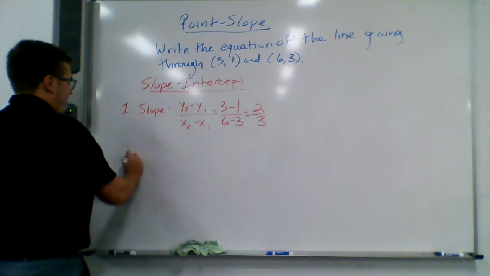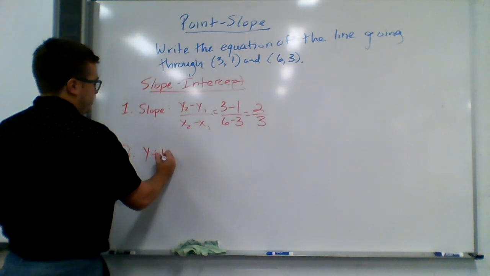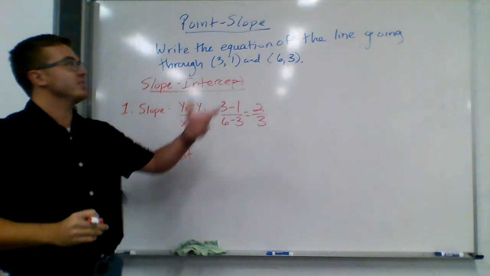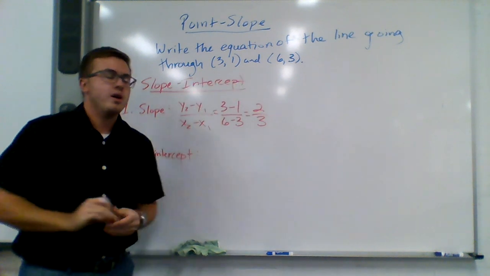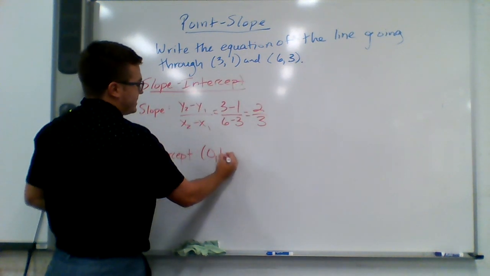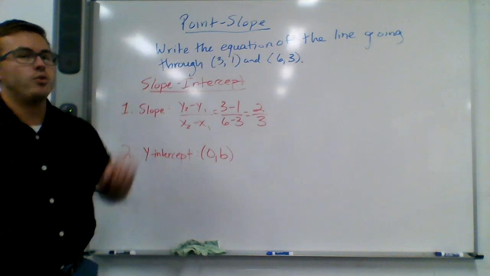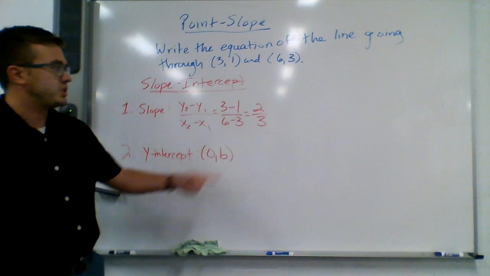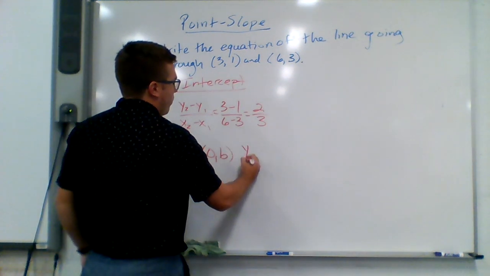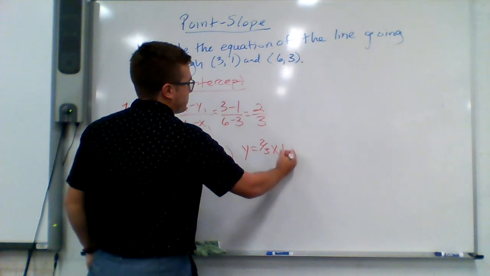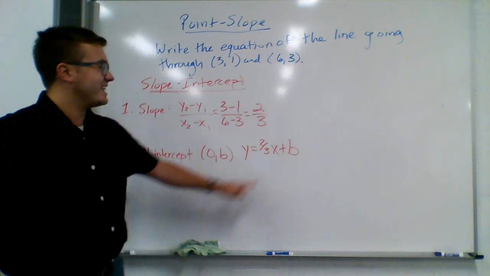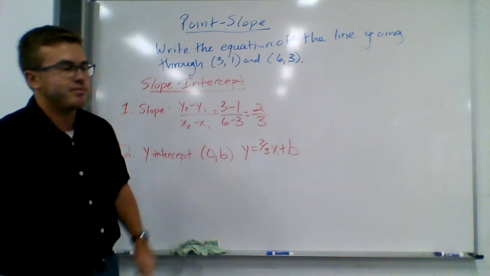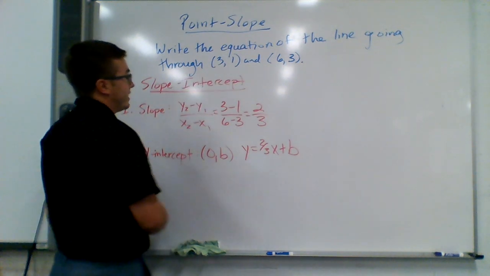Now I need to find my y-intercept. Always check the points. Do they give us a y-intercept? Well, no, because we're looking for a point (0, b), and neither of those points gives us 0 in the x-coordinate. So far I know that I need y equals 2/3 x plus b, but I don't know what that b is yet. So I'm going to plug in one of my points. I'll plug in my first point here.